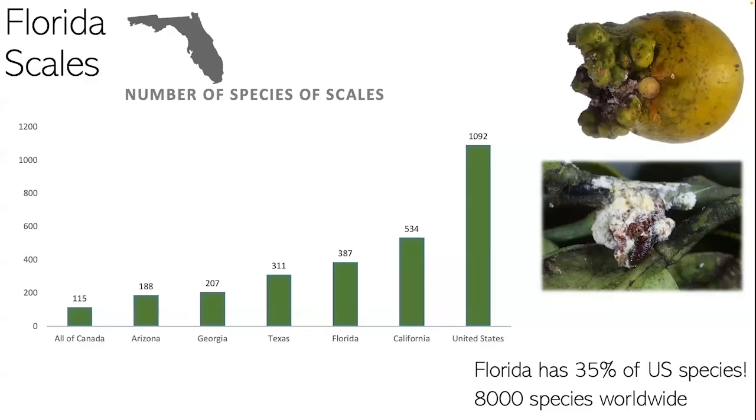So Florida has a lot of scale insects. We're only second to California as far as the species diversity in the United States. We have about 35% of the total US species. So we have about 387 species in Florida compared to all of Canada that only has 115 species of scale insects known. And this is, of course, partially a sampling bias because of various scale workers working in different parts of the country. But it also just goes to show that scales really like subtropical, tropical climates and are more diverse in those areas. Because of this, scales are a major regulatory issue because they have a good propensity to establish and become invasive in Florida and damage our agriculture.